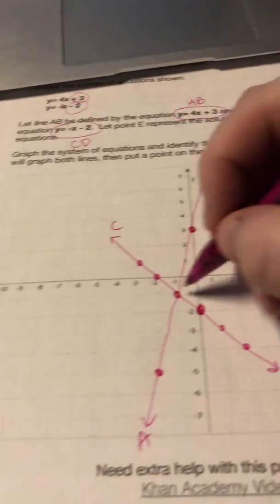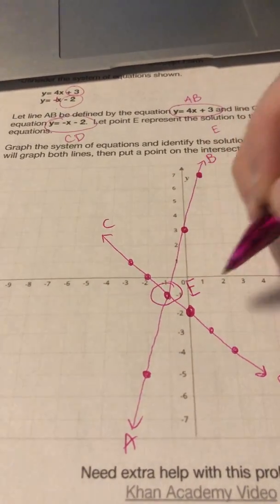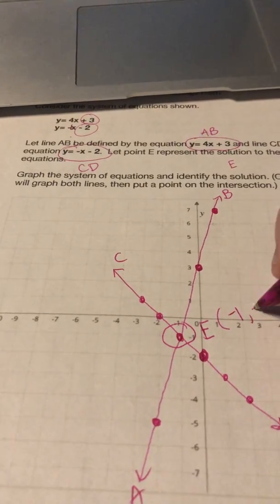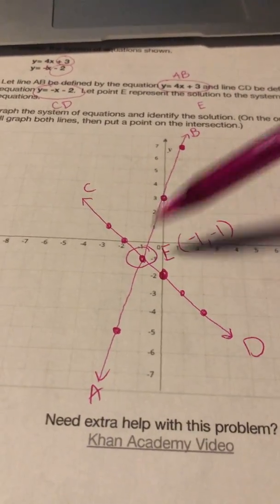And they just wanted to identify the solution. So here's where they intersect, and they wanted me to label that with the letter E. That point, by the way, is negative 1, negative 1. So that's the solution to this system of equations.